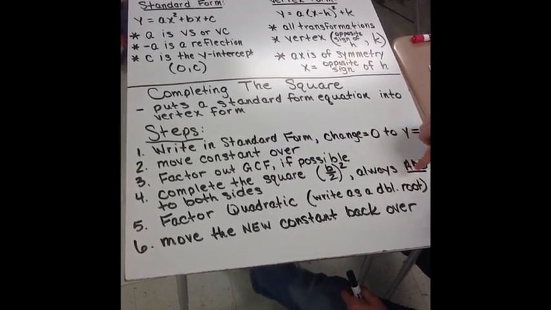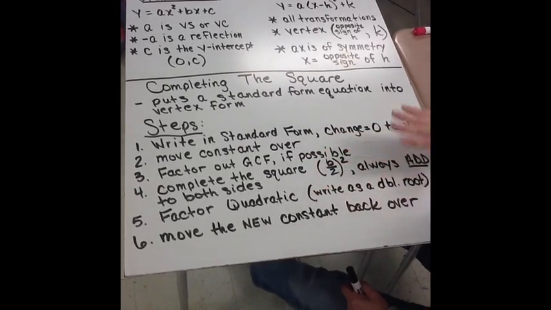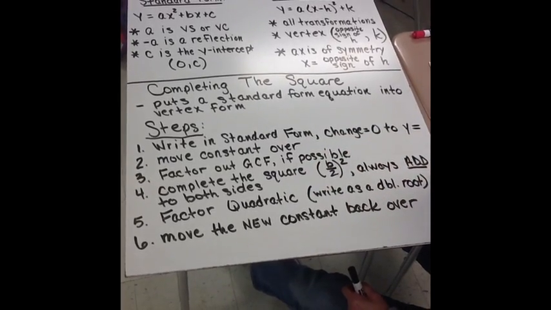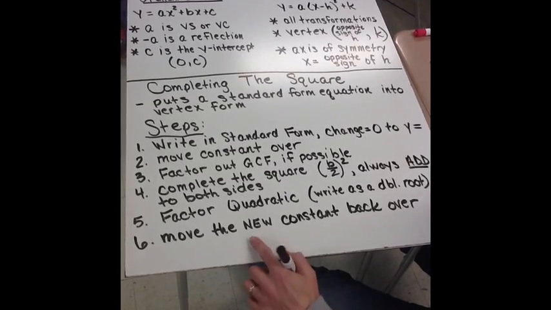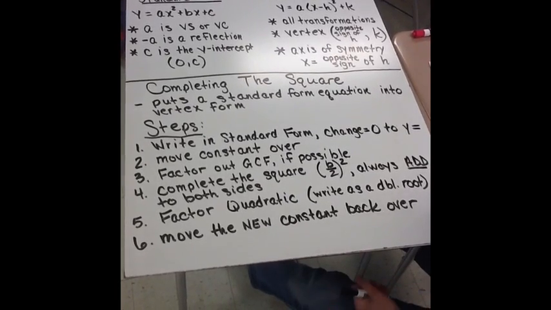The 5th step, we will factor a quadratic. We will have a quadratic, and it will always be a double root. And then the final part, we're going to move what will be a new constant back over.